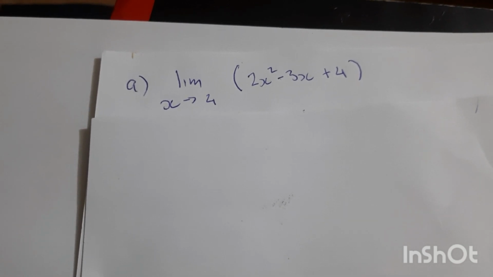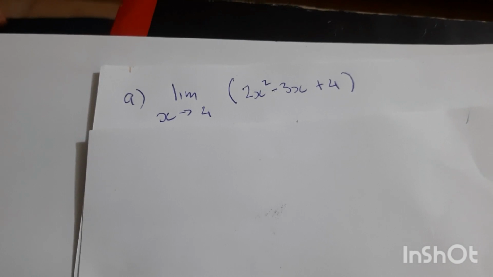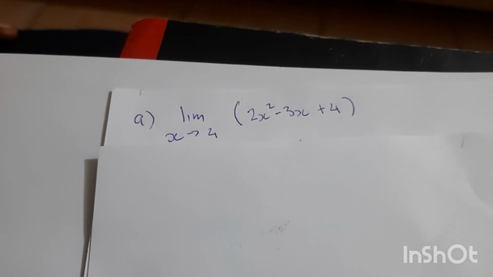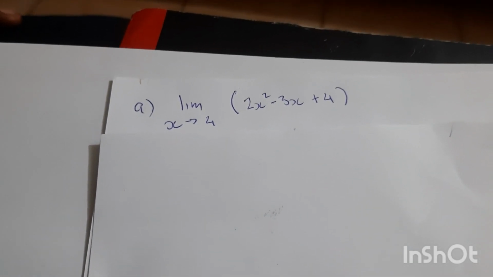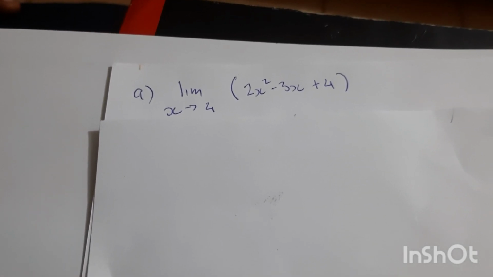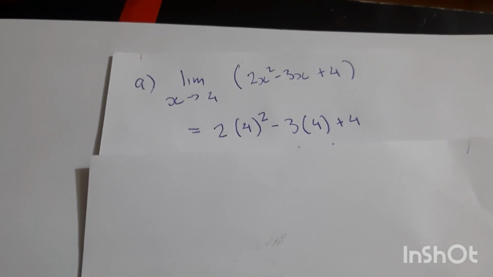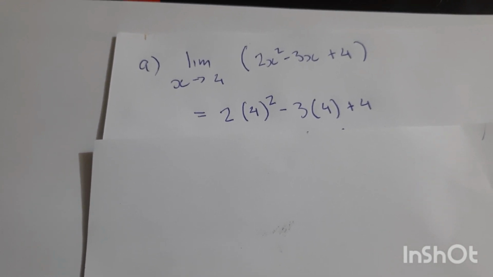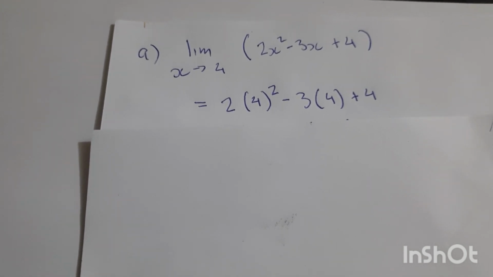So on question 1, we have the limit of x to 4 of the quadratic equation 2x squared minus 3x plus 4. So what we're going to do is directly substitute x with 4, because when we do so, we do not have an undefined function. So when we substitute, remember, wherever there is x, we put a 4, and that's going to be 2 open brackets 4 squared minus 3 open brackets 4 plus 4.